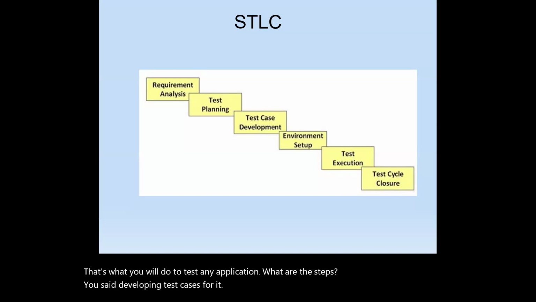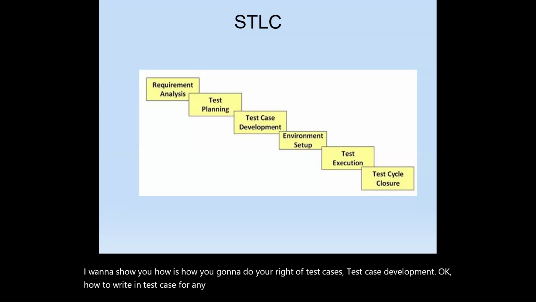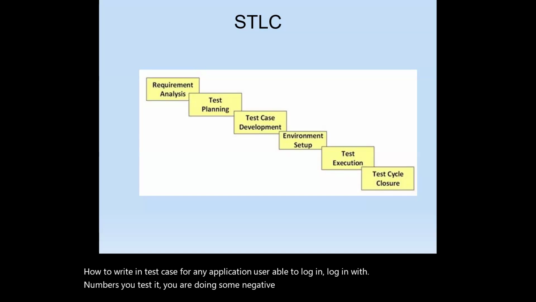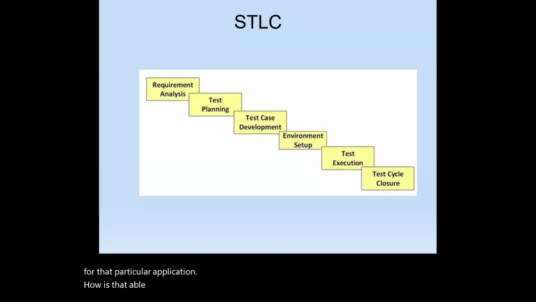I'm going to show you how to write test cases, test case development, okay? How to write a test case for any application. For example, user is able to log in with alphanumeric characters. You test it. You are doing some negative testing, positive testing, and some sanity testing. All these things will get clear to you as you continue. So then you start developing test cases for that particular application. How is the user able to log into the application? User should be logging in with alphanumeric characters and some special characters.